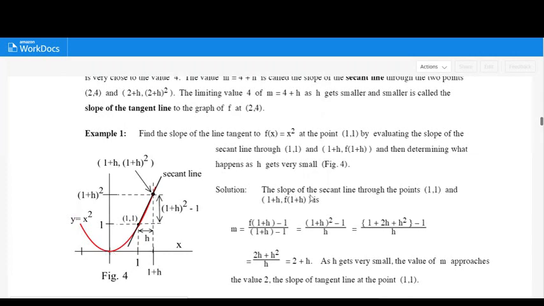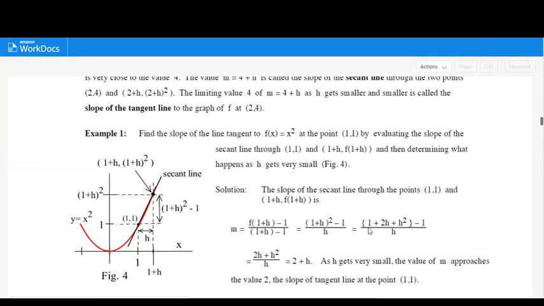Yan. So the slope of the second line through the points (1, 1) and this one, (1 plus h, f of 1 plus h), is: this is our y sub 2, f of 1 plus h, minus our y sub 1, which is 1, all over our x sub 2, which is 1 plus h, minus our x sub 1, which is 1. So here, our function is still x squared. So kaya atong f of 1 plus h natin, that becomes 1 plus h squared minus 1. And then 1 minus 1, that's 0. So h na lang natira dito.